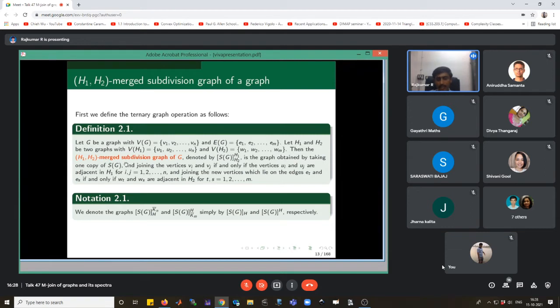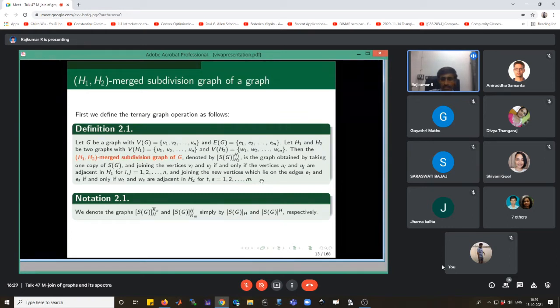Then the H1, H2 merged subdivision graph of G, denoted by this notation, is the graph obtained by taking one copy of S(G), the subdivision graph of G, and joining the vertices vi and vj if and only if the vertices ui and uj are adjacent in H1, for i equal to 1 to n, and joining the new vertices which lie on the edges et and es if and only if wt and ws are adjacent in H2, for each t and s.